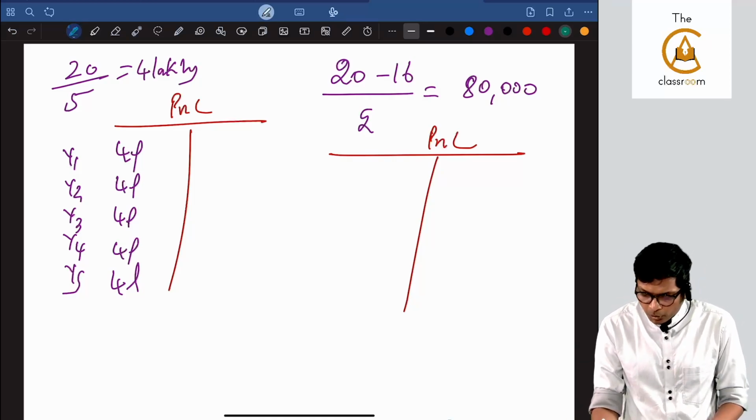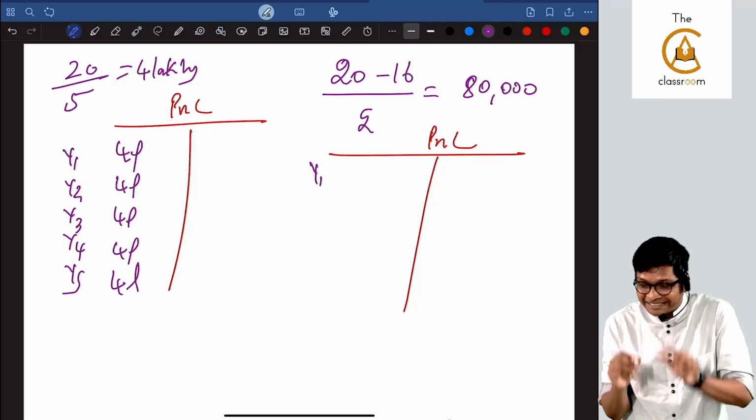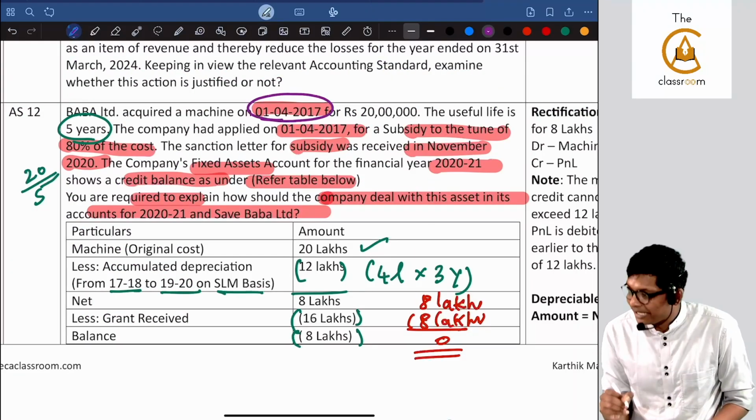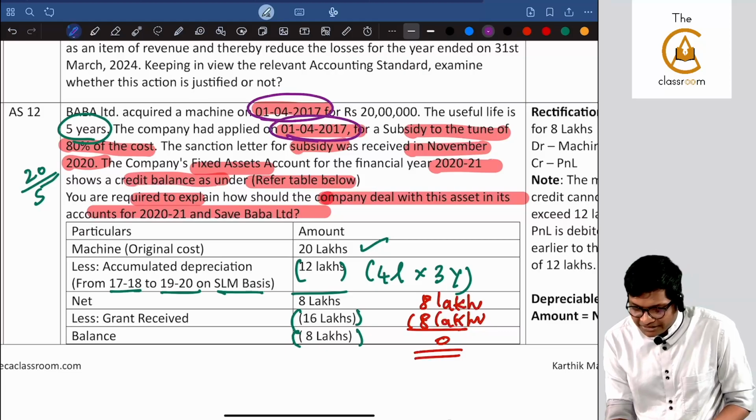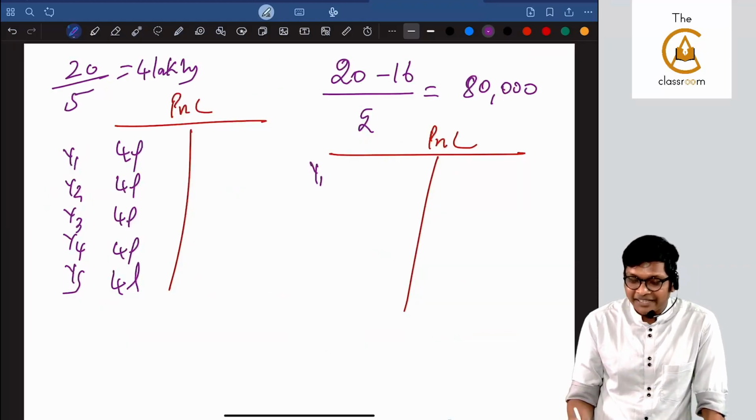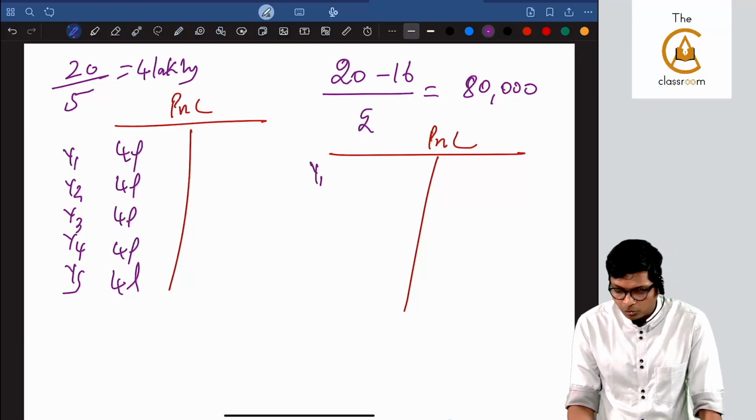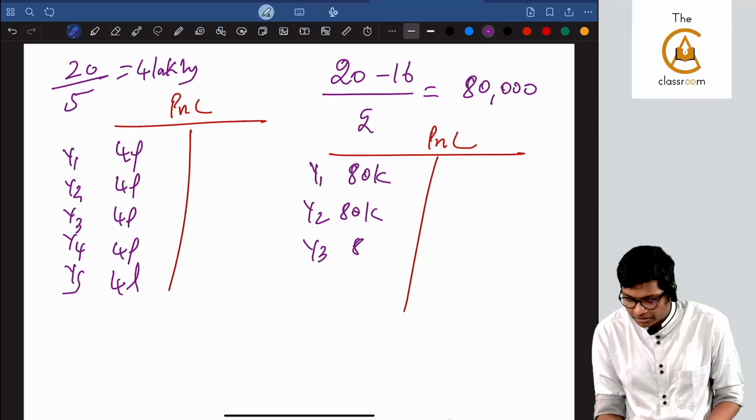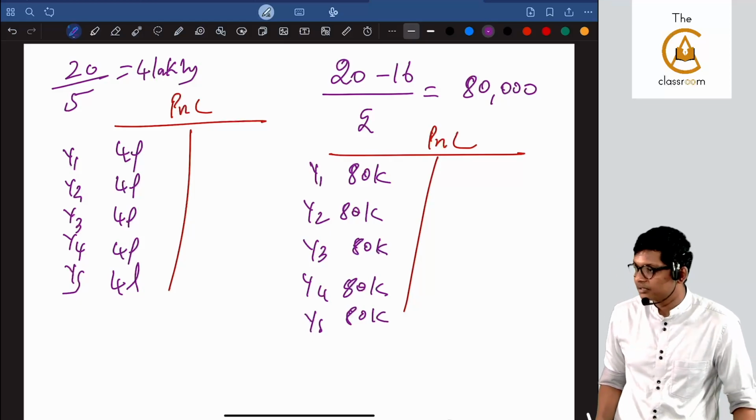80,000. Now if you look at my depreciation, if I receive the grant, when I purchased on 1st April 2017, I received the grant the same day. Now what will happen? Year 1 depreciation is going to be 80,000, year 2 depreciation is 80,000, year 3 80,000, year 4 80,000, year 5 80,000. This would have been the case, correct?